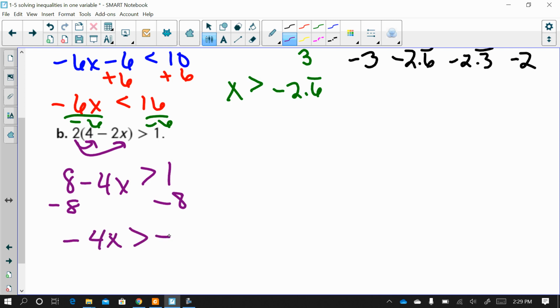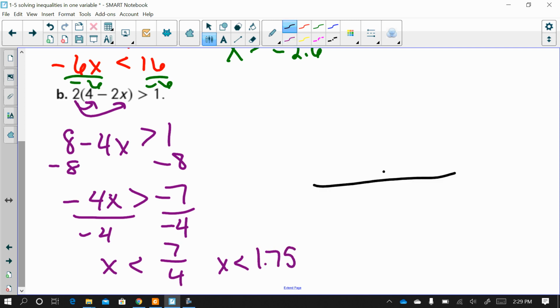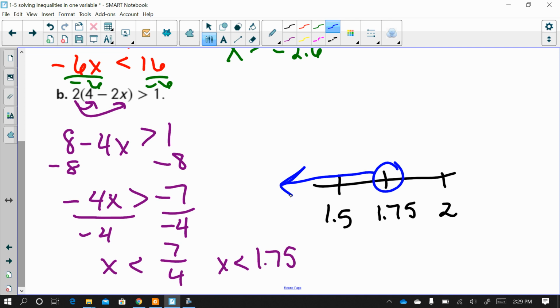-4x is greater than -7. Divide by the -4. Oh, but divided by a negative, so again, flip the sign. And negative over negative is a positive. Or you could say x is less than 1.75. Number line, here's 1.75, here's 2, here's 1.5. This one, I'm going to have an open circle, because I'm not equal to, and less than goes to the left.